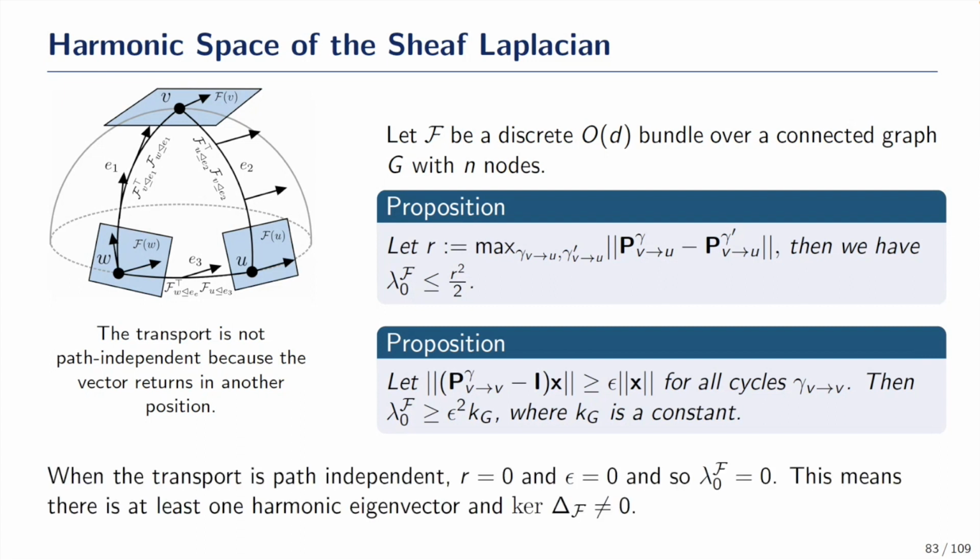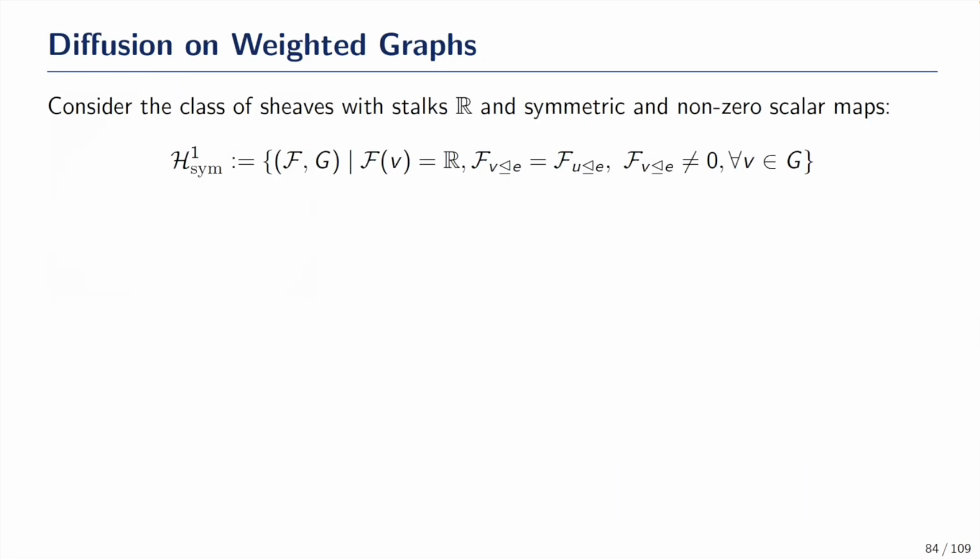Anyway, what's the takeaway from this result? If the transport is path independent, then notice that both R and epsilon are 0, so we have lambda 0 equals 0. This means that there's at least one harmonic eigenvector, so the kernel is not empty. We have some interesting things in the kernel. That's all this says. Essentially, this gives us a recipe for finding interesting kernels so we can design nice diffusion processes. That's the intuition, and we're doing exactly that.